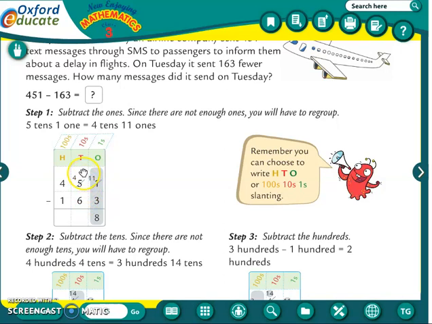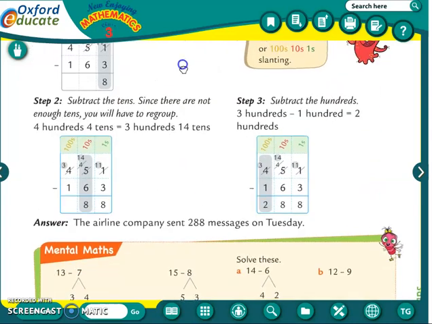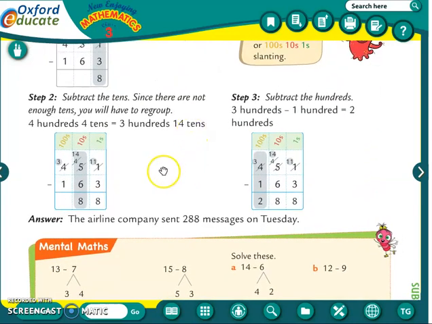And now come to the tens place. 4 minus 6. Can we do it? So subtract the tens. Since there are not enough tens, you will have to regroup. So now here again we have to borrow from hundreds. So 4 hundreds, 4 tens is equal to 3 hundreds, 14 tens. So here again we have to cut 4 and we will write here 14, as we were doing at the ones place. The same thing we have to repeat in the tens place because we can't do 4 minus 6.